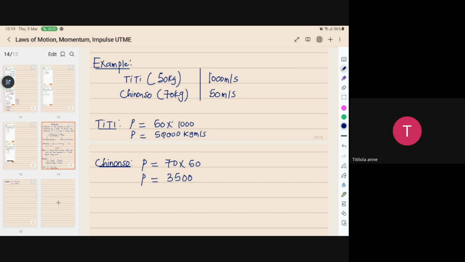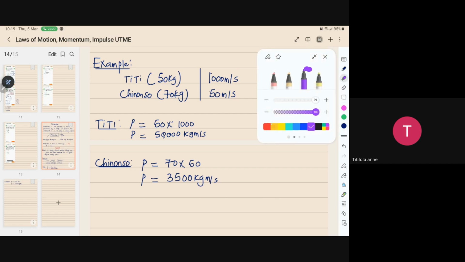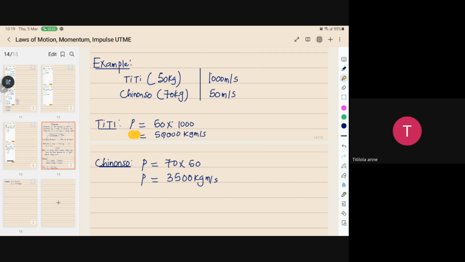All right. So this is kg meter per second. Right. So can you see something now? What can you see there? We could see something quite interesting, that there is a difference in their momentum, right? There's a difference in their momentum. And what brought about the difference in momentum is very clear.